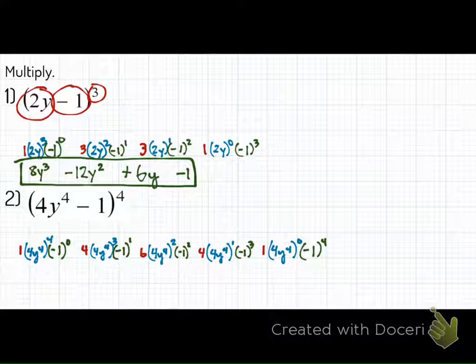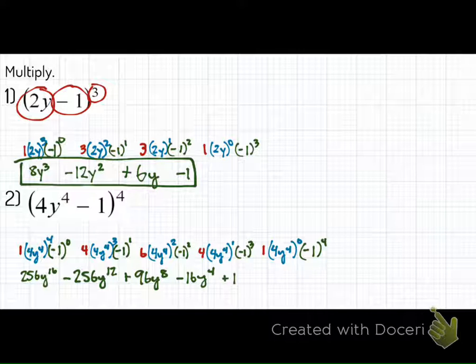So now we have to work this out carefully, right? So the first one, you're going to have negative 1 to the 0 is 1 times 1 is 1. So 4 to the fourth is 256 times y to the fourth is 256y to the fourth. So times the 1, you still have, oh, and then 4 to the fourth is 16, right? When you raise the power by a power, you multiply. Okay, the next one, you should have negative 256y to the 12th plus 96y to the 8th minus 16y to the 4th plus 1. Okay, that's your final answer.